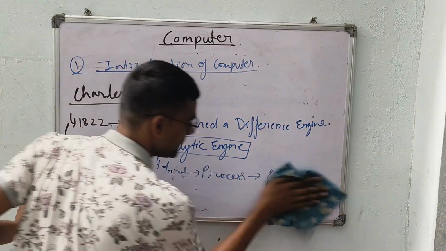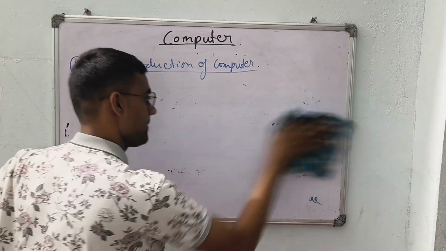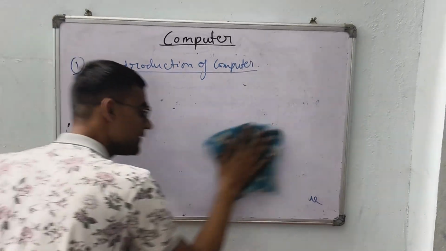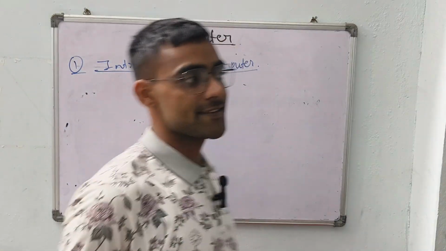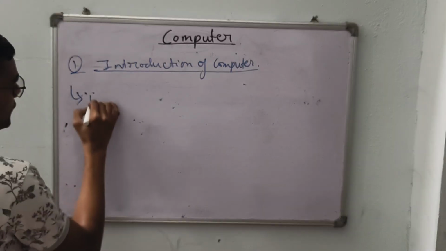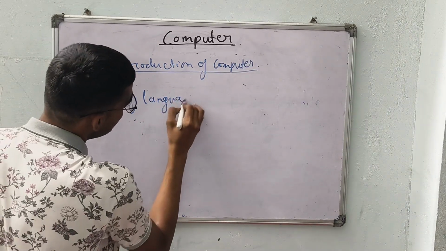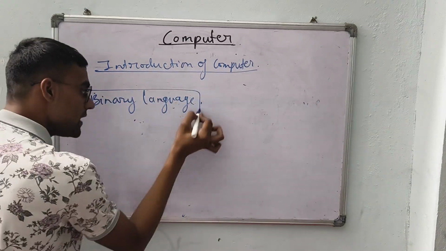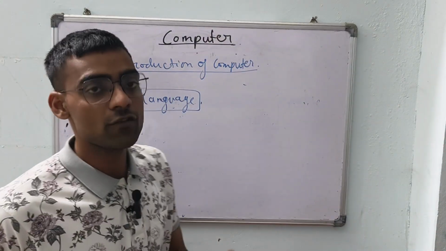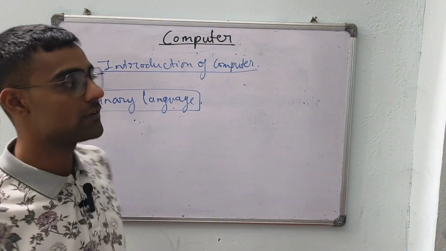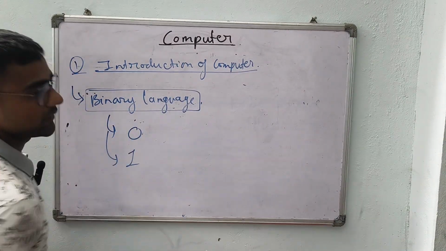The first program discovered by Lady Ada Lovelace was based on binary language. When we talk about binary language, it is a computer language, or we can say a machine language, in which there are only two things, that is 0 and 1.